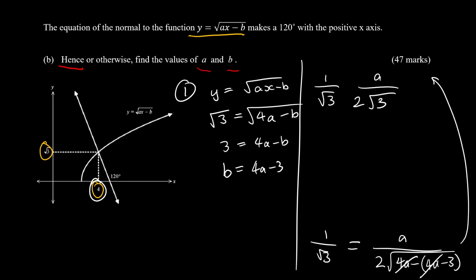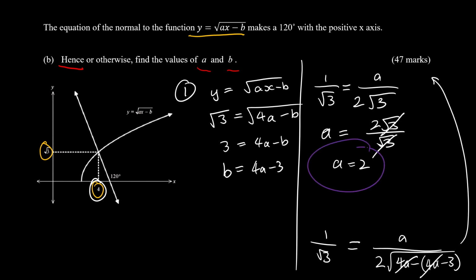Now we can solve for a, pretty simple. Multiply both sides by 2 square root of 3. We get 2 square root of 3 over square root of 3. These cancel out, a equals 2. Right, now we can sub that back into our first equation. So b equals 8 minus 3. b equals 5. And that's how we get both values.